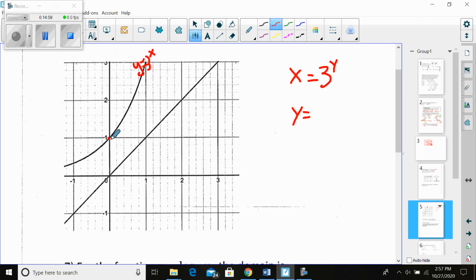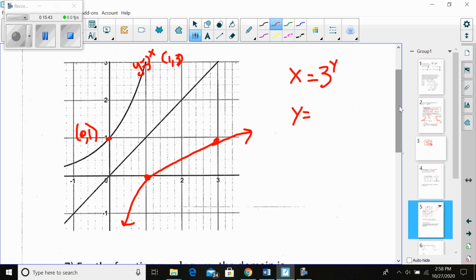But if this is the point when we reflect through the line y equals x, remember we take the x and y and we switch them. So this is the point over 0 up 1. This is the point up here, 1, 3, which means then I would have the point 3, 1. And I'd have this point. And we have learned that when reflecting, think about taking this graph, folding it over this line, and the two halves would match up. So this is a graph of the inverse of y equals 3 to the x.